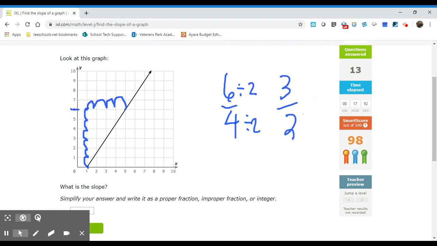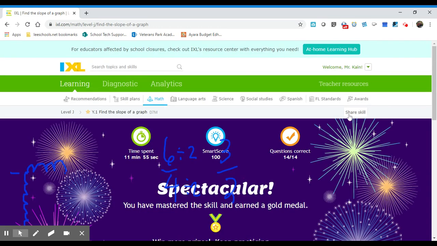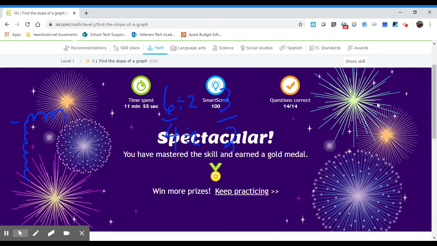3/2. Wouldn't it be embarrassing for me to get one of these wrong in the video? I'll definitely get it wrong if I type the wrong answer in there. There it is. Spectacular. We did it. All right. So that is how you find the slope using the rise over run technique.